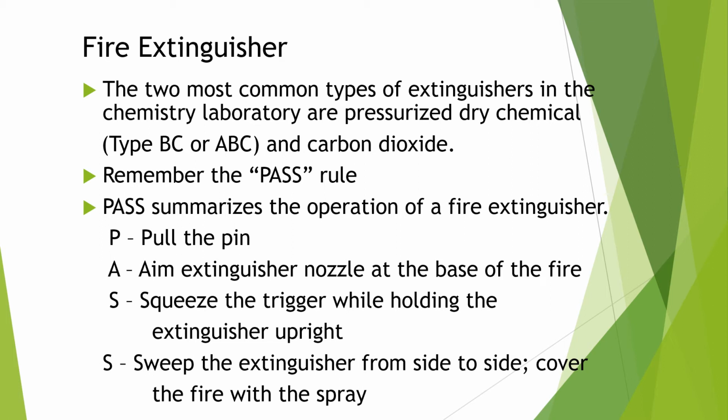And there's an acronym in using a fire extinguisher. We call that the PASS rule, which summarizes the operation of a fire extinguisher. P is for pull the pin, A is for aim the extinguisher nozzle at the base of the fire, S is for squeeze the trigger while holding the extinguisher upright, and then S is for sweep the extinguisher from side to side, covering the fire with the spray.